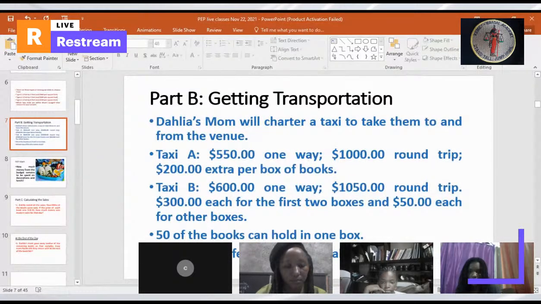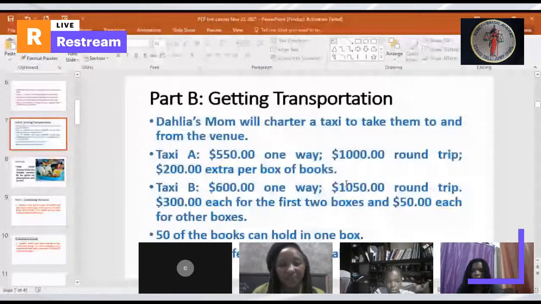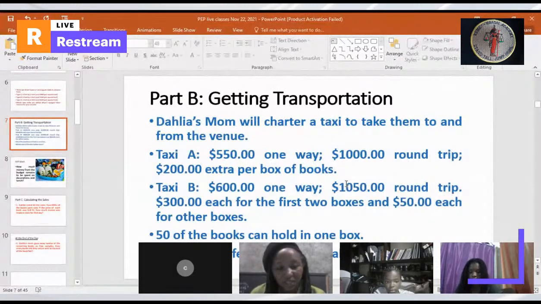Yes, miss. All right, so part B, getting transportation. Dahlia's mom got a taxi to take them to and from the venue. Taxi A charges $550 for one way, $1,000 for the round trip, so back and forth, $200 extra per box of books. And taxi B charges $600 for one way, $1,050 for the round trip, $300 each for the first two boxes, and $50 each for the other boxes. And 50 books can hold in one box. So which taxi offers the better deal?